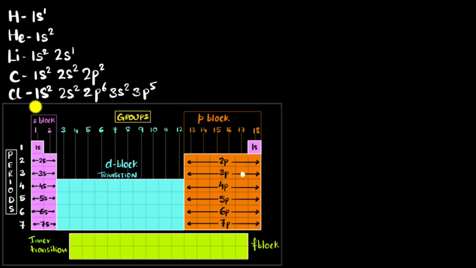And now we can check. Chlorine has a total of 17 electrons. So let's check that. So 5 plus 2 is 7, plus 6 is 13, plus 4 is 17. And there you have it.